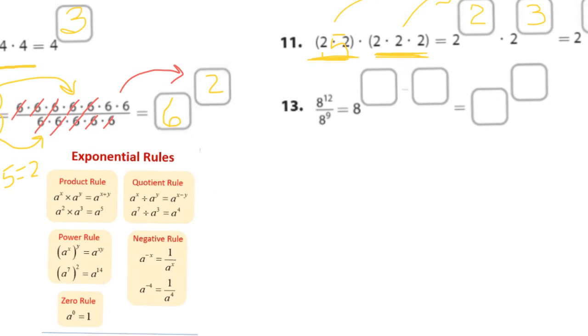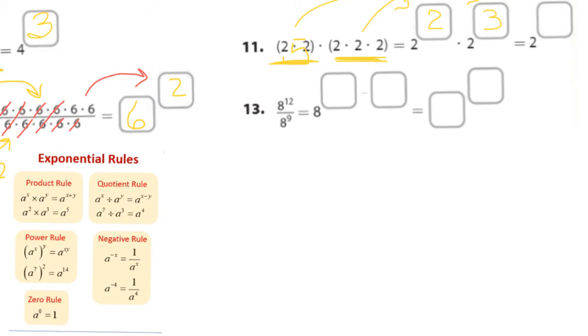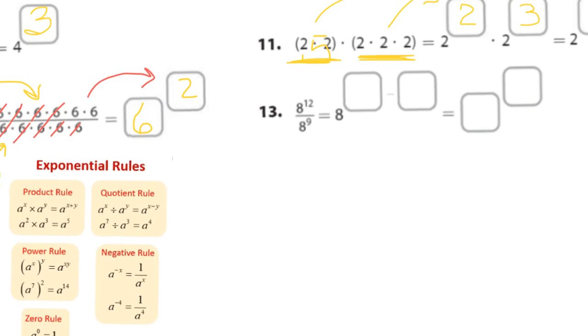Okay. I'm using my exponential rules here. I'm not sure what's going on, but you know, that's technology.